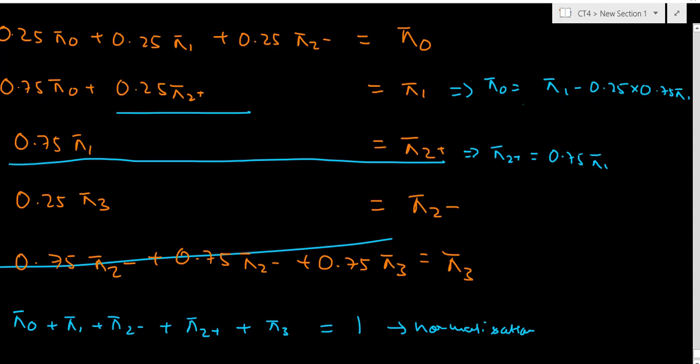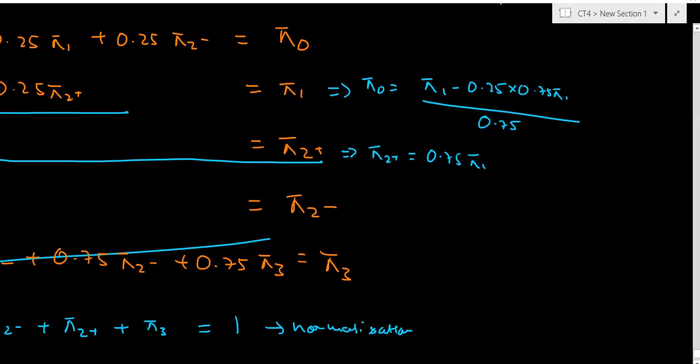and then I will say that the coefficient of pi 0 was 0.75, so I'll divide this entire thing by 0.75. This is how I can express pi 0 in terms of pi 1, and the value of pi 0 from here would come out to be 13 upon 12 pi 1. So pi 0 is equal to 13 upon 12 pi 1.